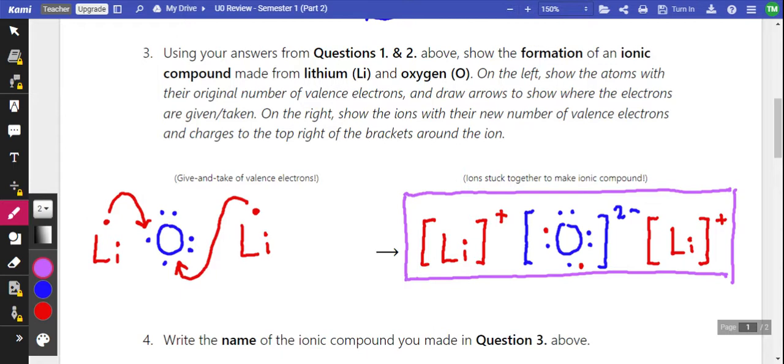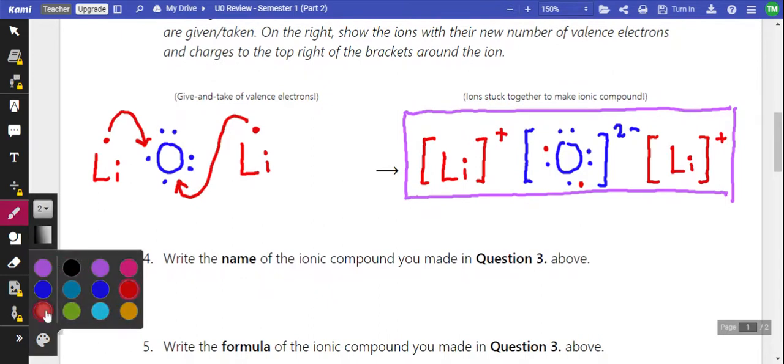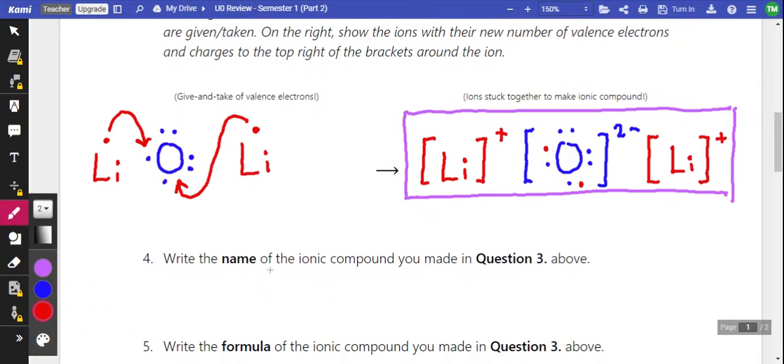Okay, now this compound made of lithium and oxygen has different properties. It's a different new substance. So we can't just call it lithium and oxygen. We need to give it its own specific name to talk about this combination of 2 lithium cations and 1 oxygen anion. So we're going to name this thing. The way that we name an ionic compound is put the cation name first, the anion name second.